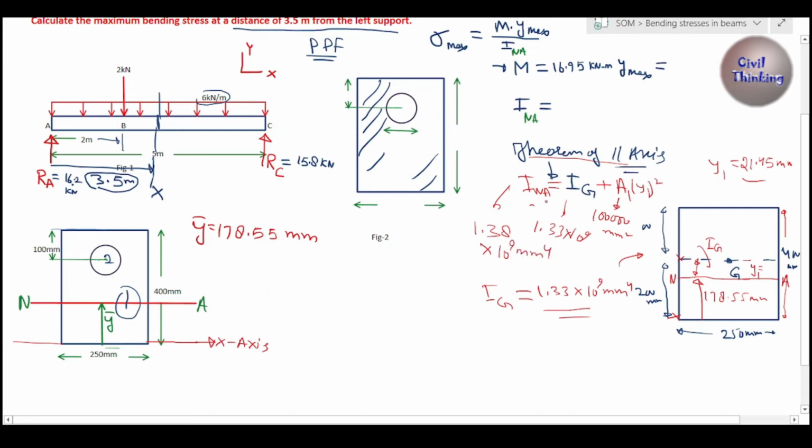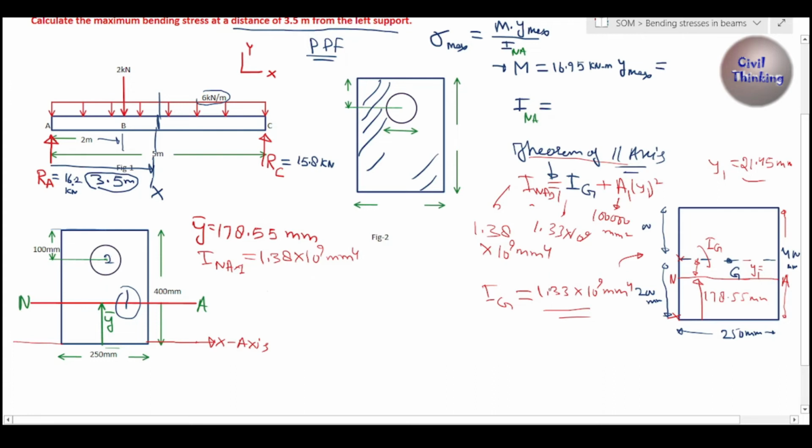Let me call this INA1, because this is element 1. So I write here: I neutral axis of element 1 is 1.38 multiplied by 10 to the power 9 mm^4. Now we have found the moment of inertia of element 1. In the same way we will find the moment of inertia of element 2. But remember, element 2 is a hole. We will subtract the moment of inertia of element 2 about the neutral axis from the moment of inertia of element 1, because this is a hole.